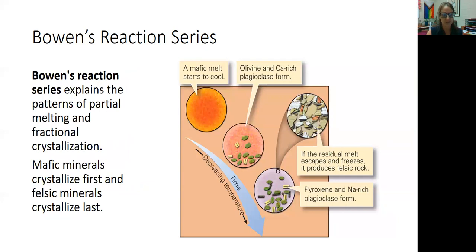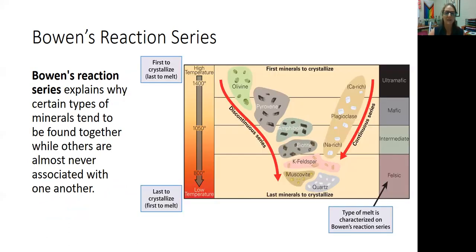So Bowen's reaction series explains partial melting and fractional crystallization. Mafic minerals crystallize first, felsic minerals crystallize last. It also explains why we tend to see certain types of rocks together. If you see a mafic rock, it's probably going to be surrounded by other mafic rocks. If you see a silicate rock, it's probably going to be surrounded by other silicate rocks, because the different compositions of rocks tend to form in different environments.